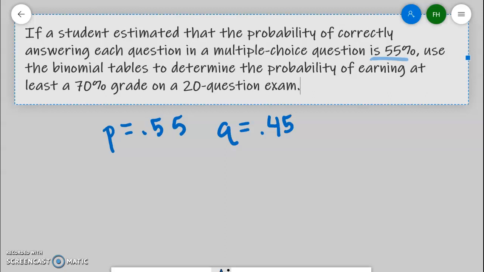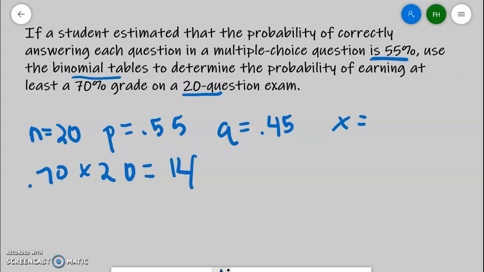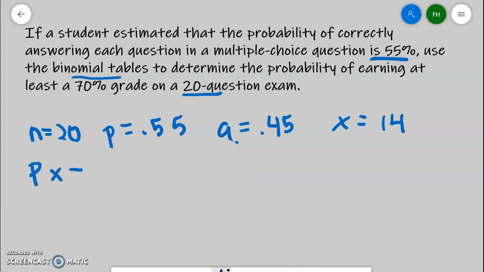And it says use a binomial table, so it tells us it's binomial, to determine the probability of earning at least a 70% grade on a 20-question exam. So your N is 20, but we need X to be a number here. So what we have to do is, if we made a 70 on a test, 70% of 20 means we would get 14 questions right. So we want to know at least 14 questions right. So that means that we want the probability that X is greater than or equal to 14.